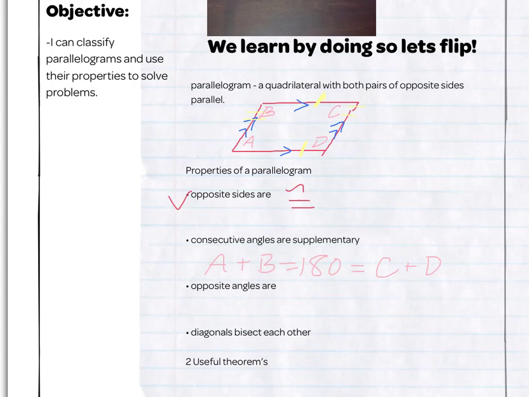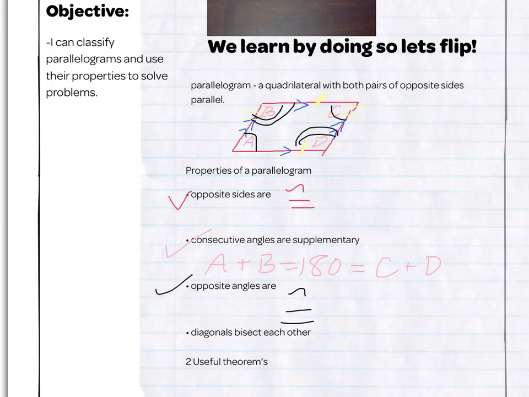Next one is opposite sides are, you knew it, congruent. So I said opposite sides, I meant angles, sorry about that. So now we want to say angles. Angle A is congruent to angle C, and angle B is congruent to angle D.